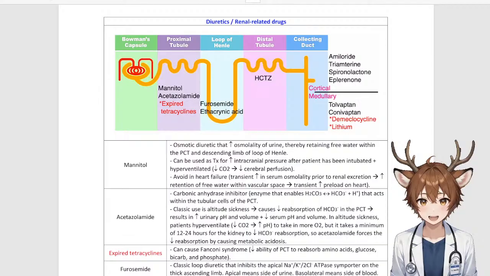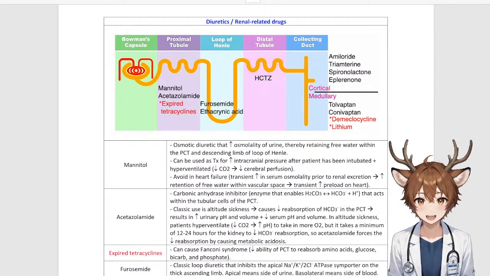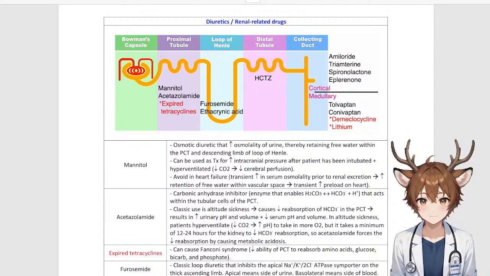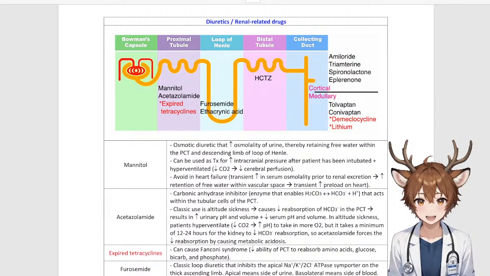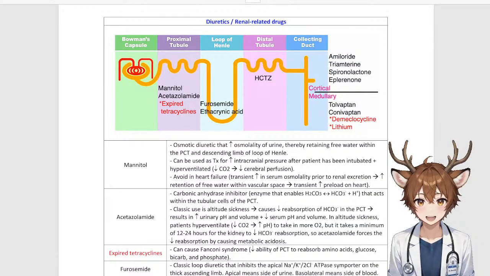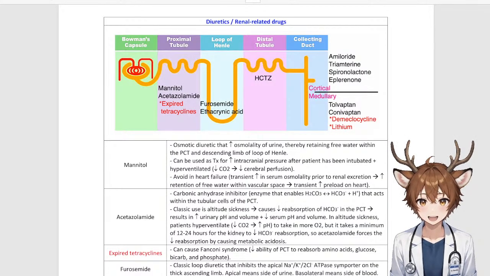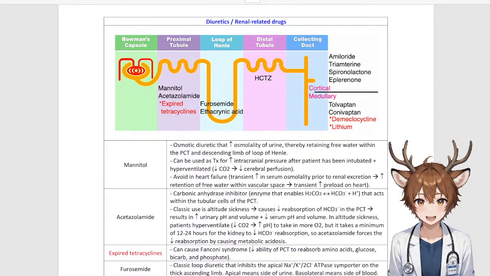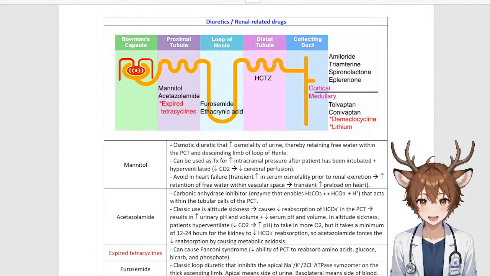Then you have the distal tubule where the HCTZ thiazide diuretics work. I think there's another thiazide diuretic as well, chlorthalidone, I believe it is. And then the final part is the collecting duct. For the cortical area, it is amiloride, triamterene, spironolactone, and eplerenone. And then for the medullary area, they say tolvaptan, conivaptan, demeclocycline, and lithium.